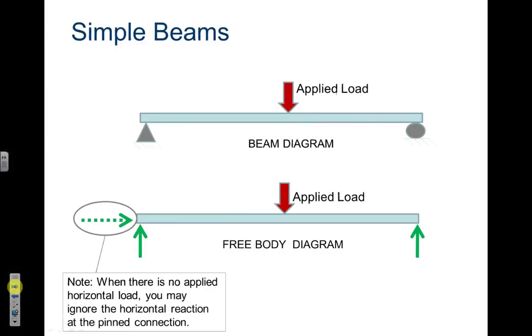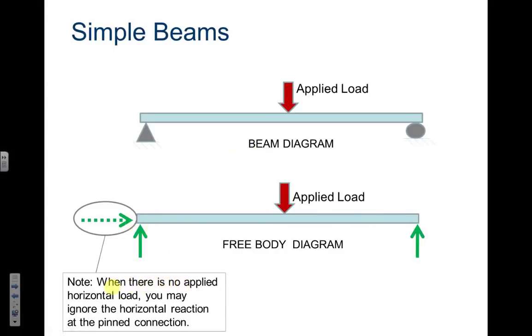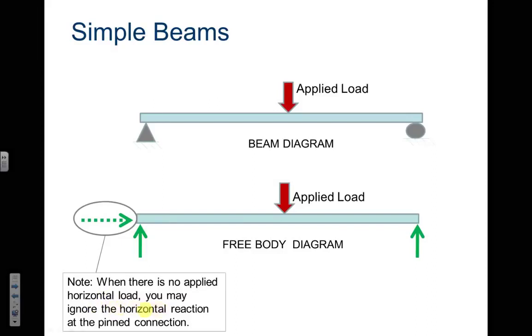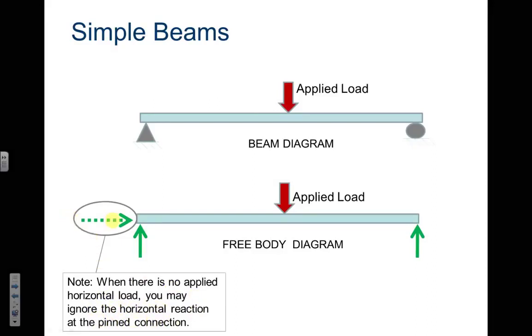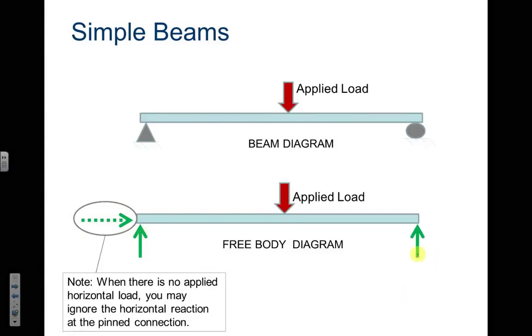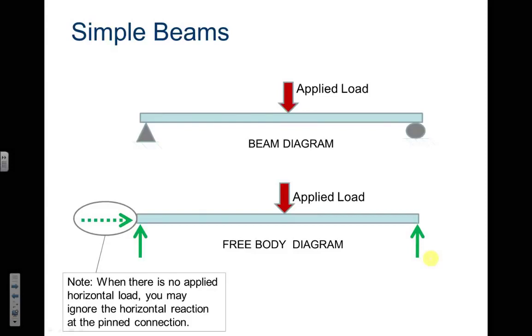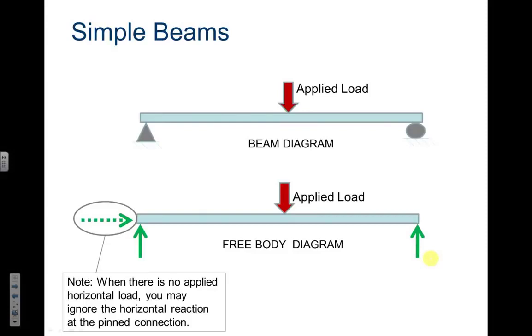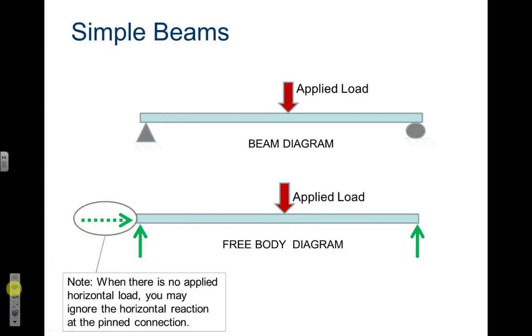Okay, simple beams, applied load. Here's our free body diagram. When there is no applied horizontal load, you may ignore the horizontal reaction at the pinned connection. That's a good point. We always draw it on there, and the X and Y reaction loads on the pin side and the Y reaction load on the roller side are what I usually call our templates. They could change direction, or like this says, they could be non-existent, depending on our problem.